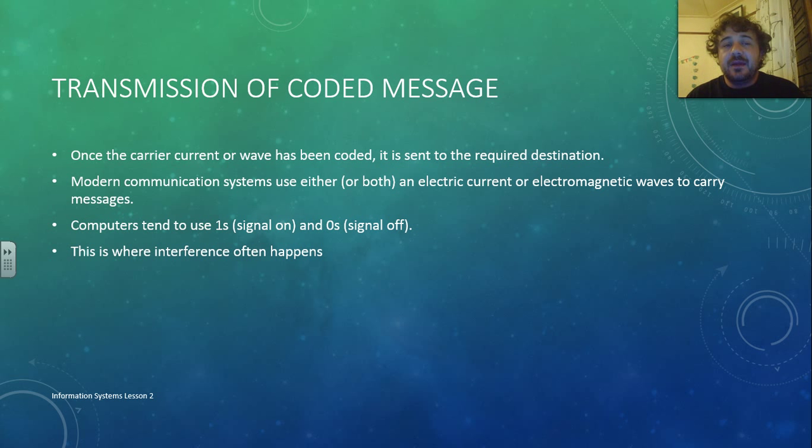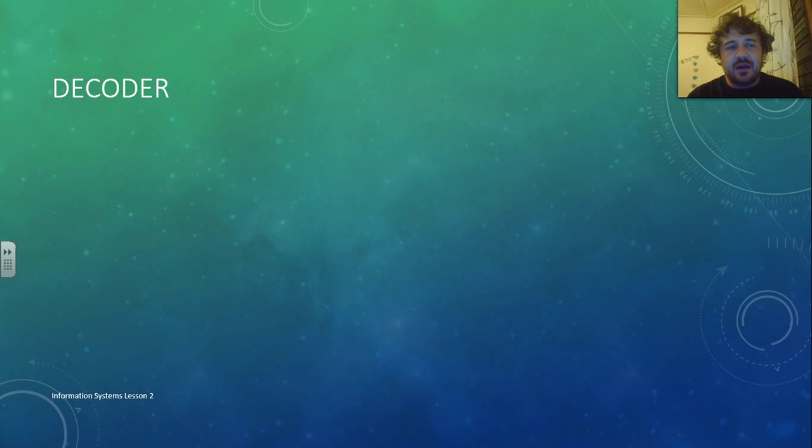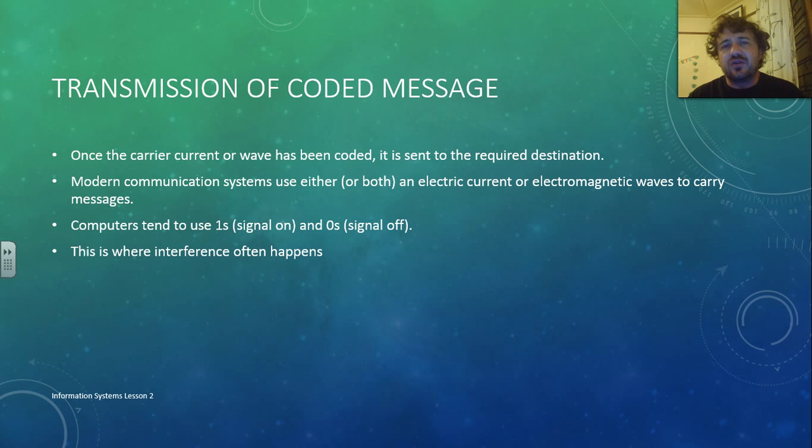And this is the stage where interference happens. It's the transmission more than anything else. And that can be as simple as just having really long cords between two things. If you've got really long cords, that's a source of interference, particularly with electrical current as the mode of transmission.